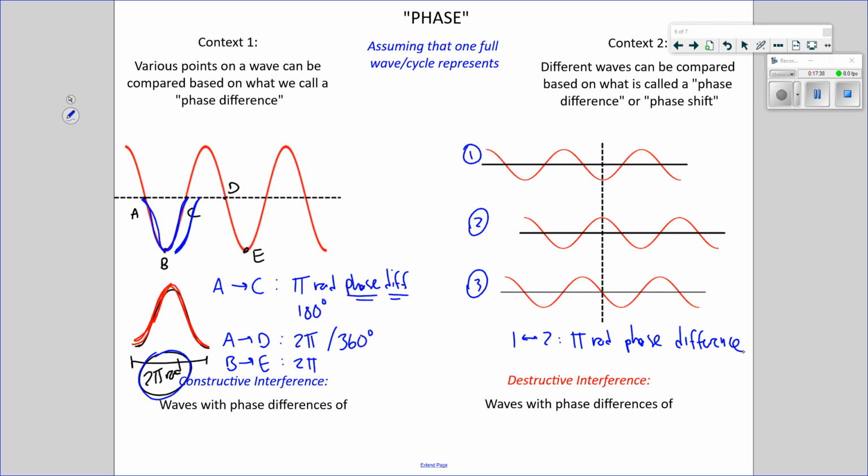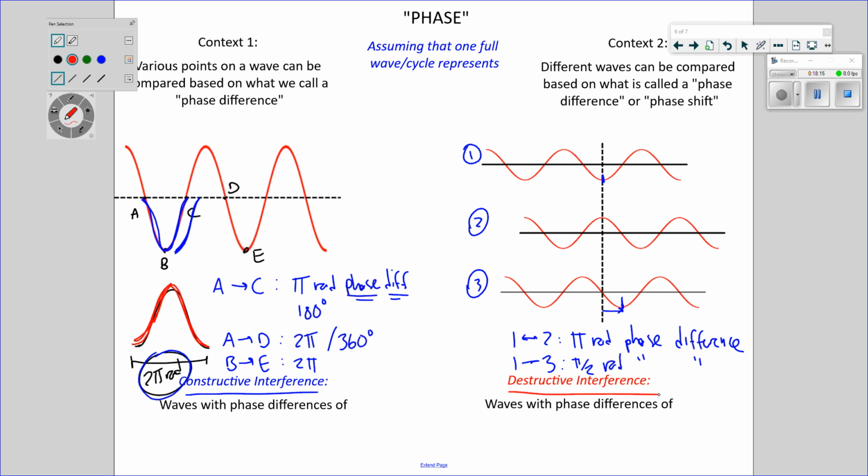And note that wave 3 was shifted over this much, because this trough is this trough. So 1 to 3, they have a quarter of a wave, a pi over 2 radian phase difference. So we can talk about the difference in phase in any two actual full waves, right? What we have to be able to recognize with this phase stuff is when waves will interfere constructively versus destructively. Waves will interfere constructively when their peaks line up with peaks.